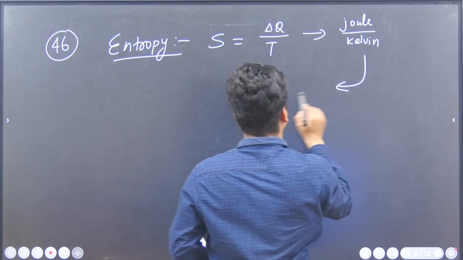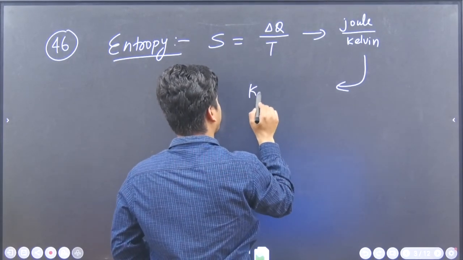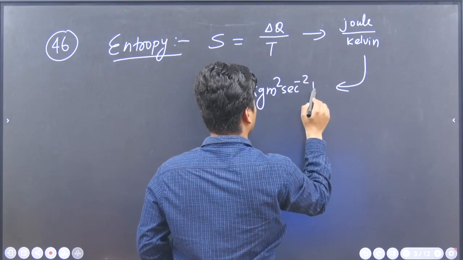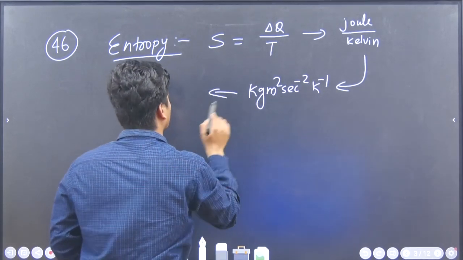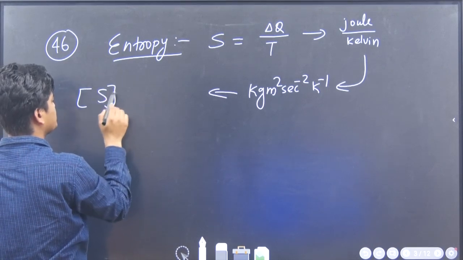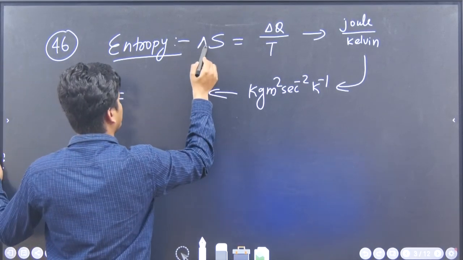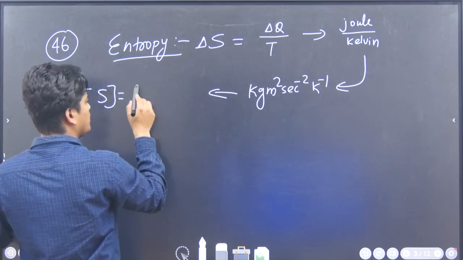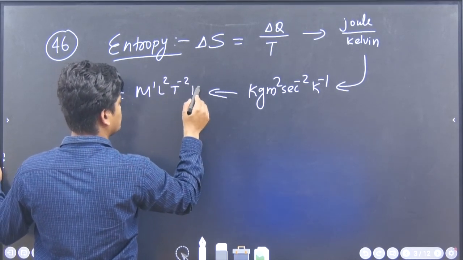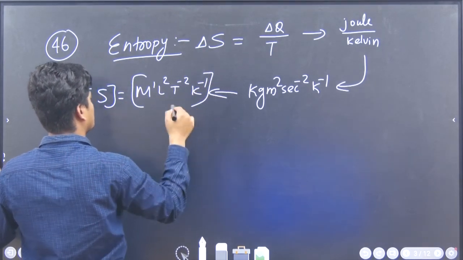Okay. Or I can write also, it is nothing but kg meter square second to the power minus 2 Kelvin to the power minus 1. Or here you want to write the dimension of entropy. Entropy symbol sometimes given S, or you can write delta S also, change in entropy. Now here it is nothing but M1 L2 T minus 2 K to the power minus 1. So it is simple only.